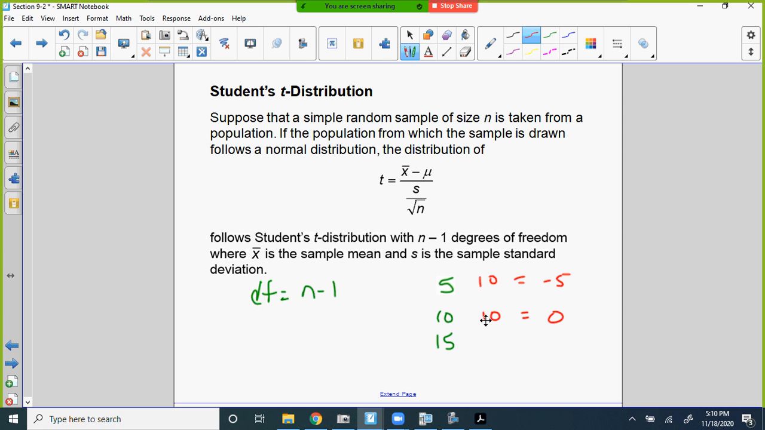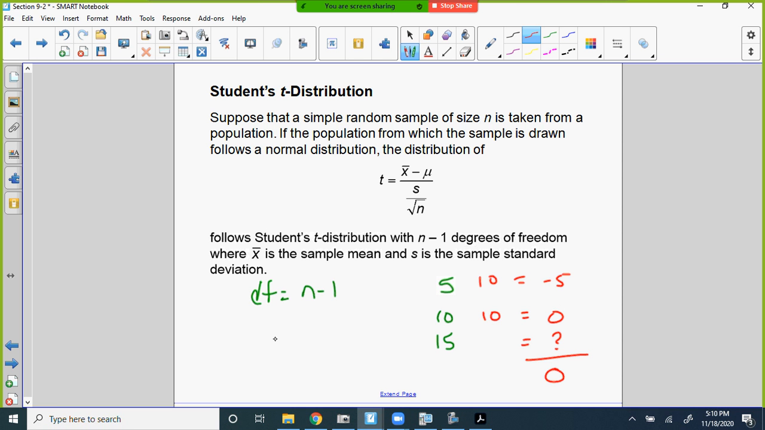10 minus 10 is 0. Now, we can do this. We know that this number right here has got to be fixed because this sum has to be 0, right? We talked about the deviation away from something, and when we add all that deviation up in the residuals, it has to equal 0, right? We talked about that when we were doing linear regressions, least squares regression.